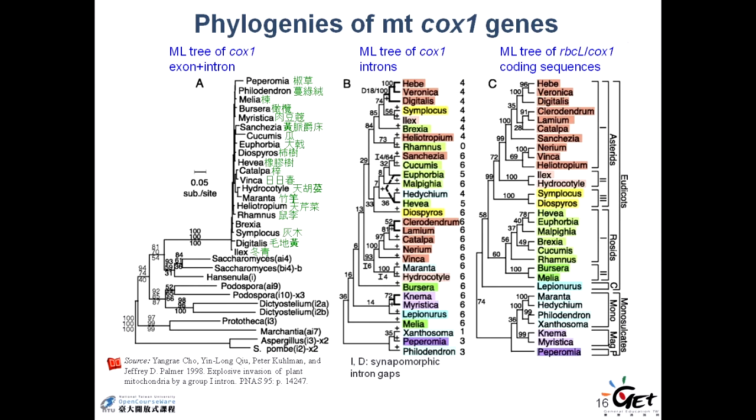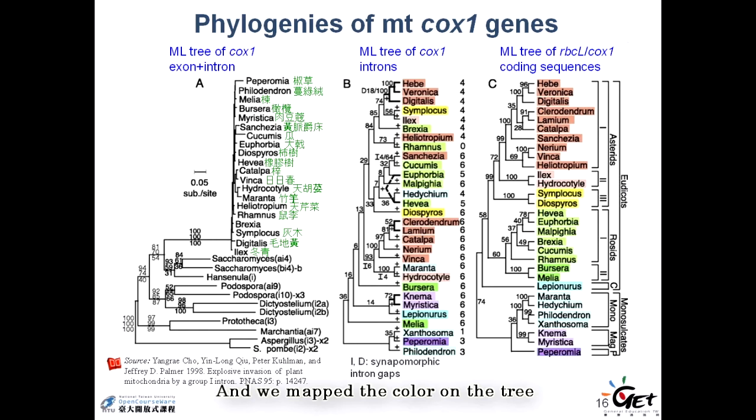But if we compare the other two, they'll be more meaningful. From the tree of rbcL and COX-1 exon, you get a tree like this one. This is considered to be the species tree, which is also supported by the 18S ribosomal RNA sequences. We use this grouping as the color code: orange, yellow, light green, blue, and purple for large groups of particular plants.